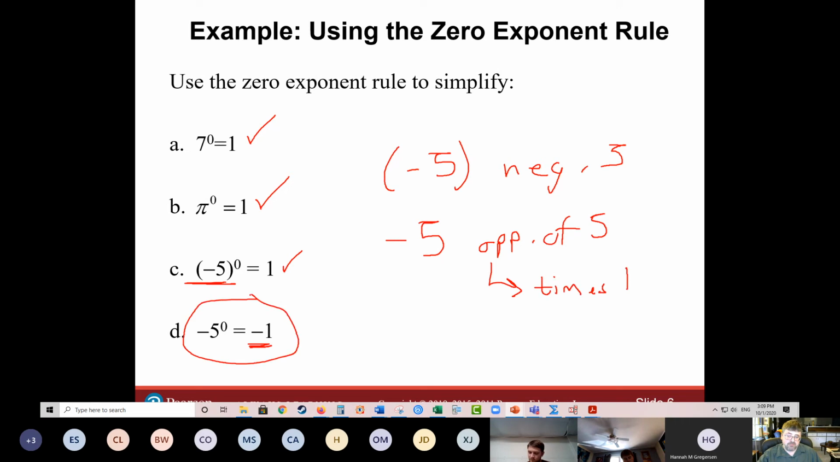Now, the issue with that is that opposite means we multiply it by negative 1. And in this problem, remember our friend PEMDAS from earlier this chapter. We do exponents before we multiply. So 5 to the 0 comes first, and then we multiply by negative 1. So watch your parentheses here, because they will try to trick you.